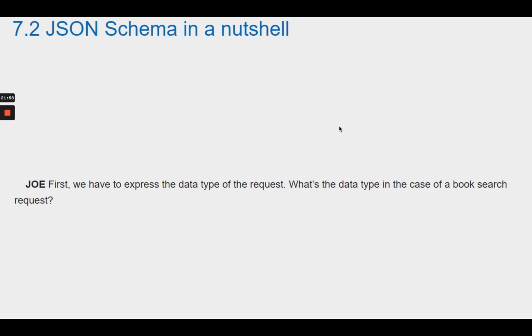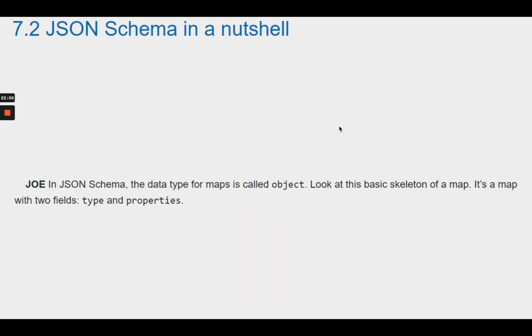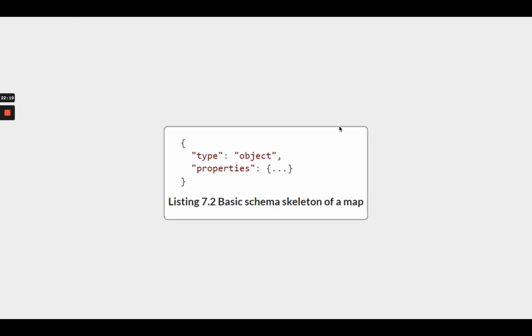Joe: First, we have to express the data type of the request. What's the data type in the case of a book search request? Theo: It's a map. Joe: In JSON Schema, the data type for maps is called object. Look at this basic skeleton of a map. It's a map with two fields, type and properties. Joe goes to the whiteboard. He quickly writes the code for the map with its two fields.